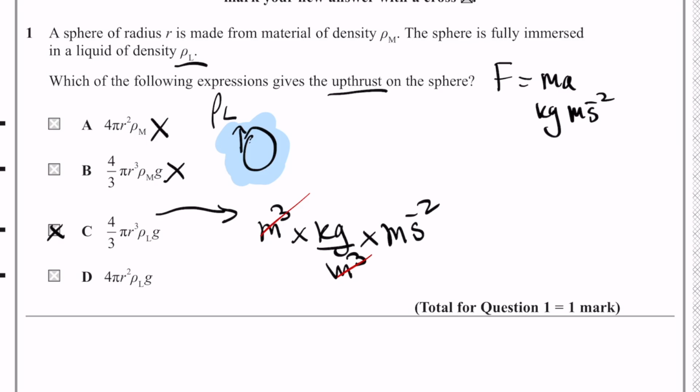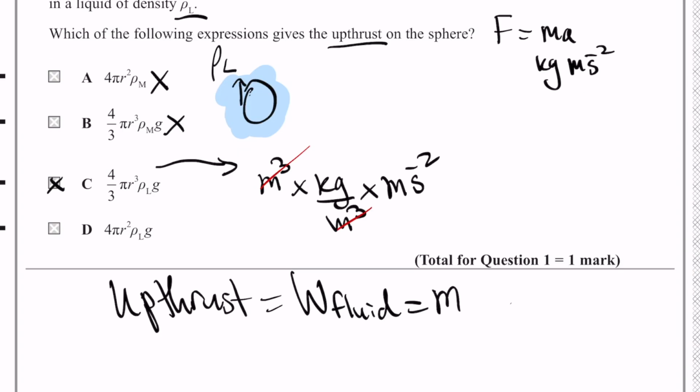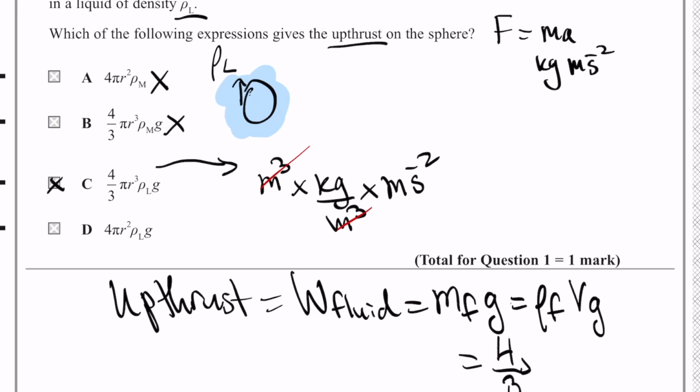Of course, by the way, the proper way to do this question is just to remember Archimedes' principle that says that the upthrust is equal to the weight of the fluid that's been displaced, which is equal to the mass of the fluid multiplied by g, which is equal to the density of the fluid multiplied by the volume of the fluid multiplied by g, which is going to be equal to, volume is 4/3 pi r cubed, assuming spherical symmetry, rho f multiplied by g.